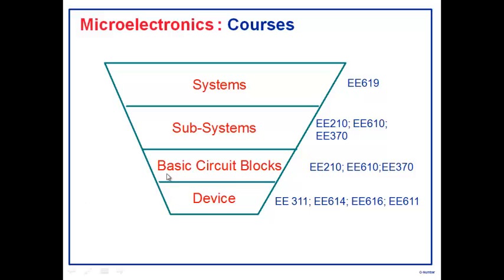But with those very few devices, how many basic circuit blocks can we make? Many, many. And with those basic circuit blocks, when we add them up, how many subsystems can we make? Huge number. And with those subsystems, how many systems can we make? A wide variety. So it's an inverted pyramid for that reason. With these very few devices, you can make a large number of circuit blocks. With these circuit blocks, you can make an even larger number of subsystems and an even larger number of systems that you can construct here. So that's why it's an inverted pyramid.